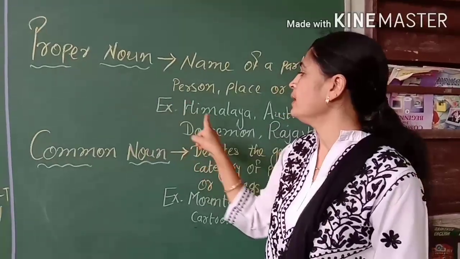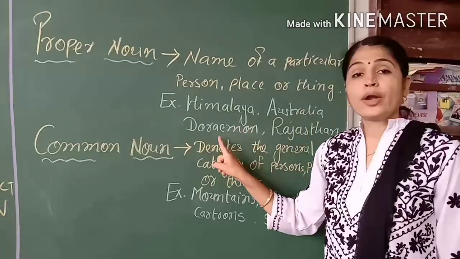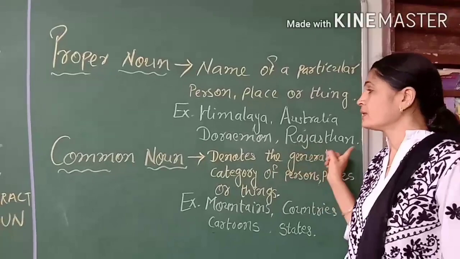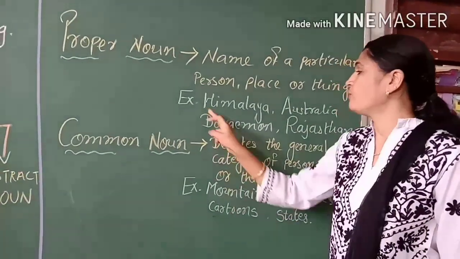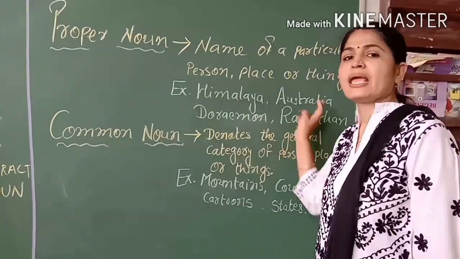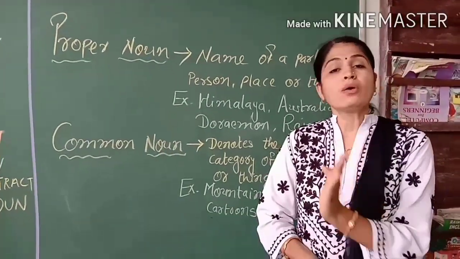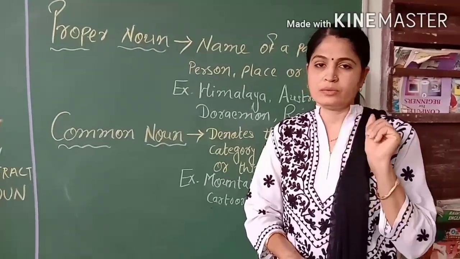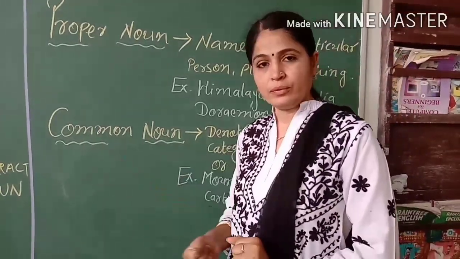For example, Himalaya, Australia, Doraemon, Rajasthan. These are the particular names of particular things, and the first letter is capital. That's why these names are known as proper nouns. In your notebook, write down 5 proper nouns. Understood?